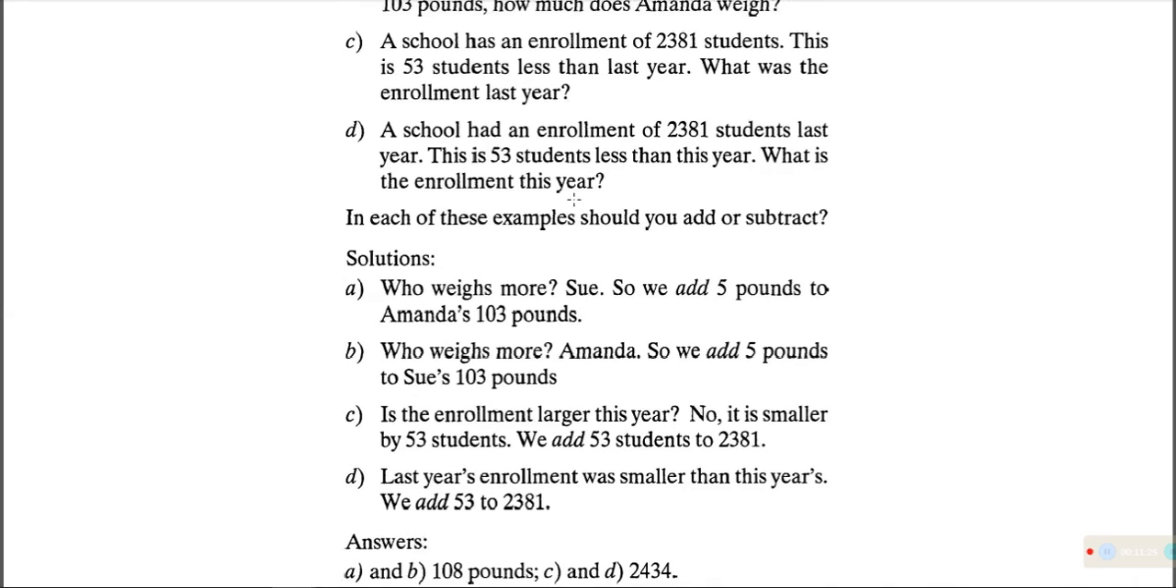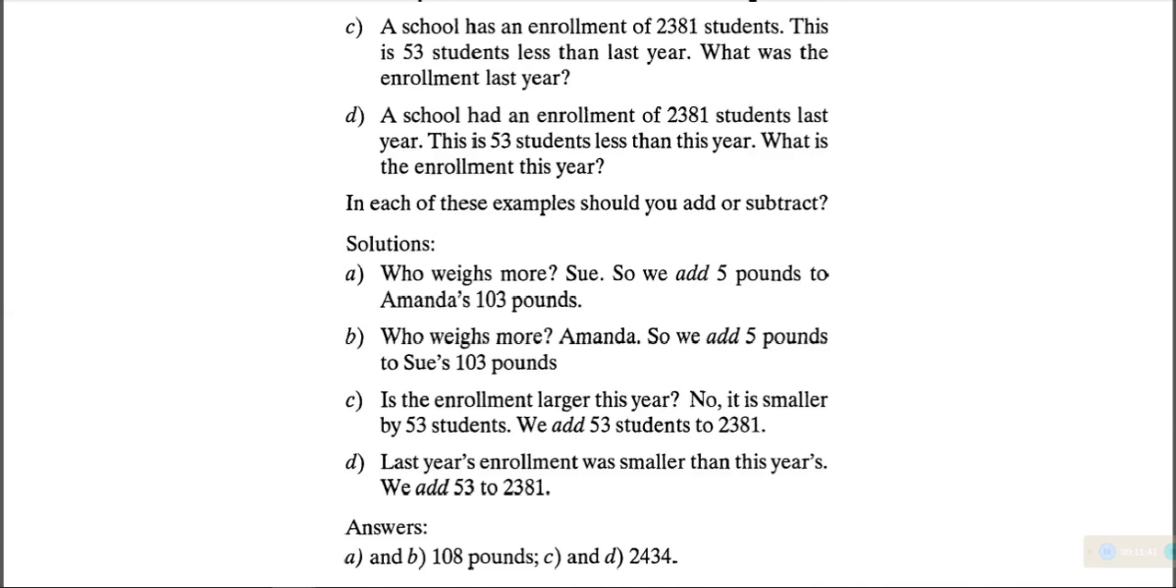Ayan. Finally, we have letter D. A school had an enrollment of 2,381 students last year. This is 53 students less than this year. So parehas lang. Still you have to add 53 to 2,381. Okay?